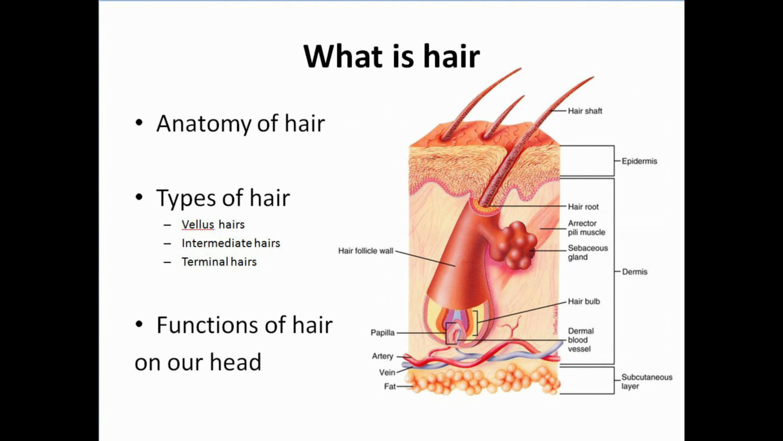Functions of hair on our head. It protects our scalp against the UV light, cushions the head from minor head injuries, and provides insulation to the skull during cold weathers.